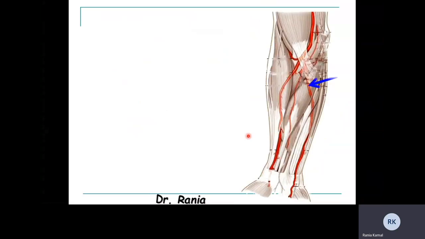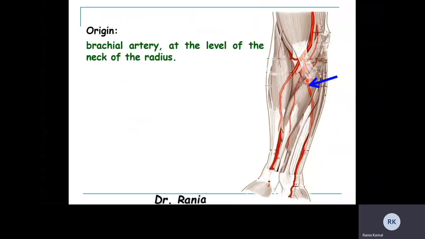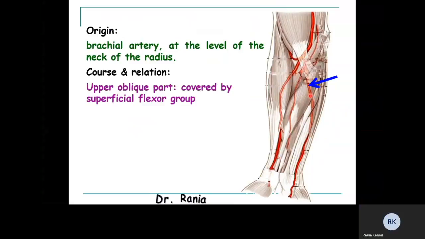Regarding the ulnar artery, it arises from its origin from the brachial artery at the level of the neck of the radius. Its upper part is oblique and its lower part is vertical. The upper oblique part is covered by the superficial flexor group of muscles.